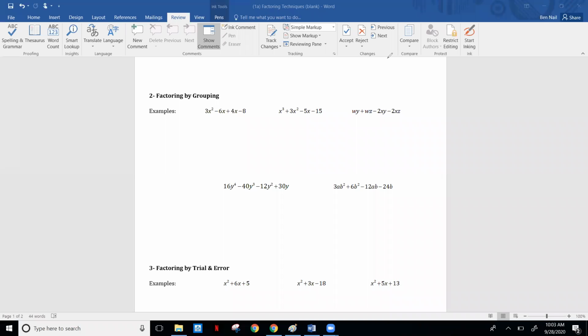All right, factoring by grouping is something we can do when the GCF is not easily visible and you have four terms. For example, this 3x squared minus 6x plus 4x minus 8. We can factor by grouping.